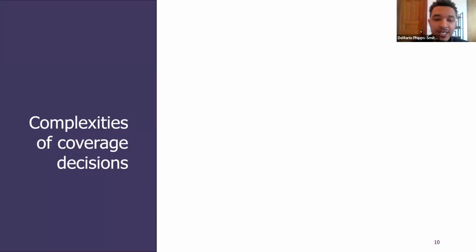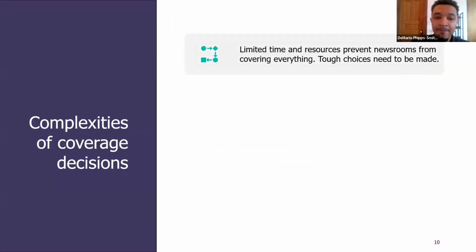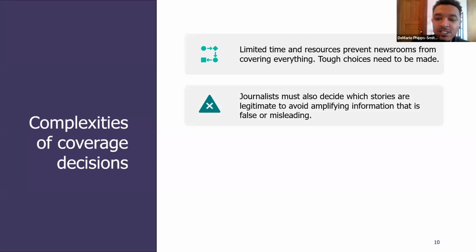So it's crucial that we understand that producing ethical quality journalism is very nuanced. It involves a lot of different decisions that seem straightforward to us, but newsroom leaders have to juggle these decisions every day. So newsrooms, like everywhere else, only have so much time and resources to make sure that things get covered. They have to make choices every day about what stories to prioritize and what resources to allocate to them. Journalists also have to grapple with the challenge of determining which stories are legitimate to avoid amplifying rage or misleading information.